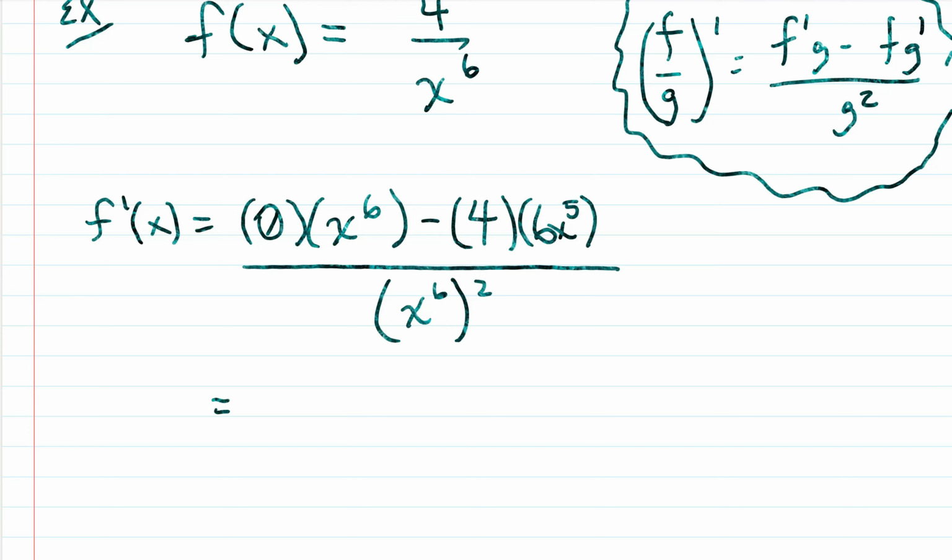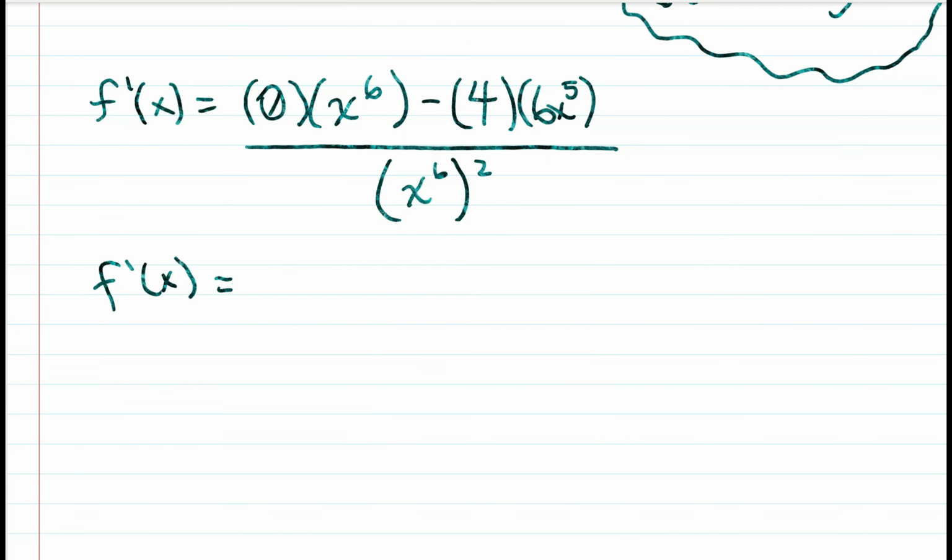So now we can just clean it up a bit. We'll say f prime of x is equal to 0 times x to the 6th power. That just gets us 0, right? And then we say minus 4 times 6x to the 5th. Well, negative 4 times 6x to the 5th is negative 24x to the 5th. And remember, 0 times x to the 6th is 0, so we don't have to write that part. And that's all over x to the 6th raised to the 2nd power. So when you raise a power to a power, laws of exponents says to multiply the exponents.